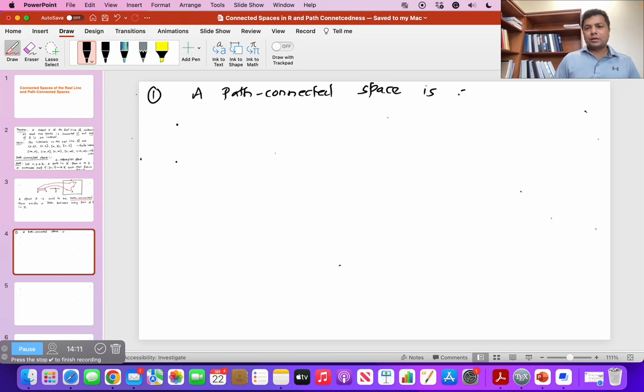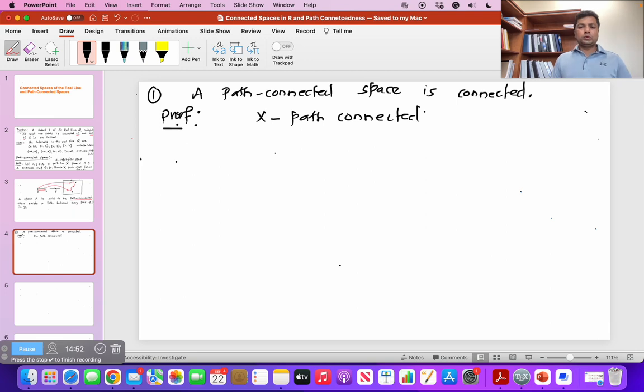is connected. In our previous lecture, we studied connected space, and we just defined path connected space. So one of the properties of path connected space is that all path connected spaces are connected. Let's prove this statement. The proof of this statement is simple. So let's say X is a path connected space.